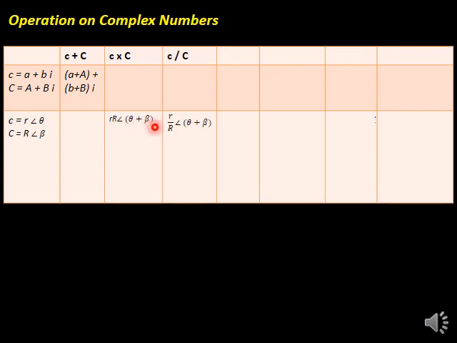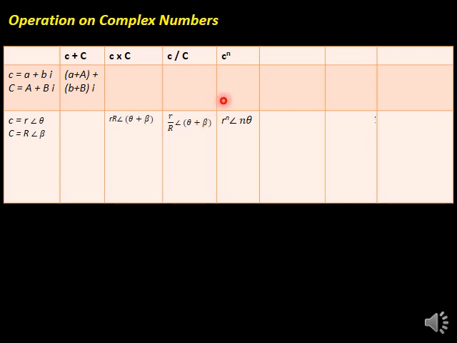To divide two complex numbers, say we divide c by C, it is most convenient to write them in polar form. We divide the modulus r by R, and the angle is theta minus beta.